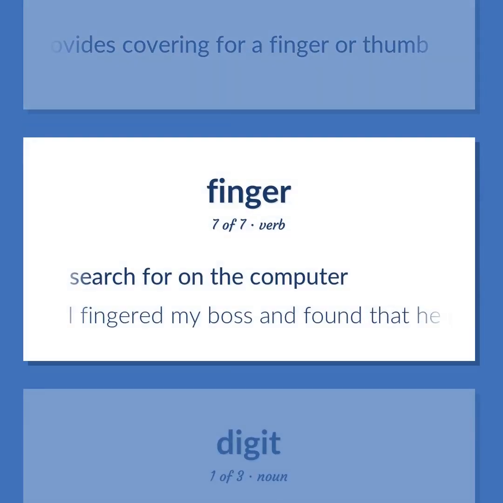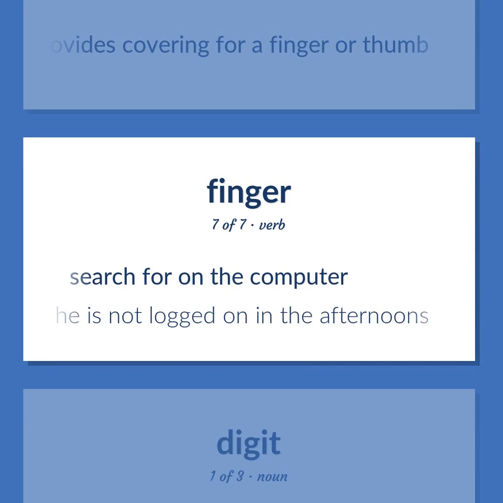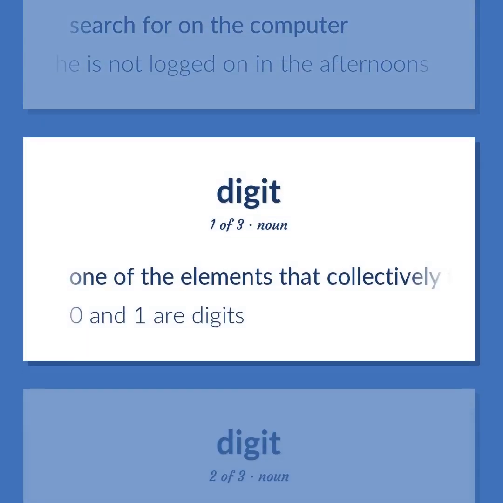Search for on the computer. I fingered my boss and found that he is not logged on in the afternoons. One of the elements that collectively form a system of numeration. 0 and 1 are digits.